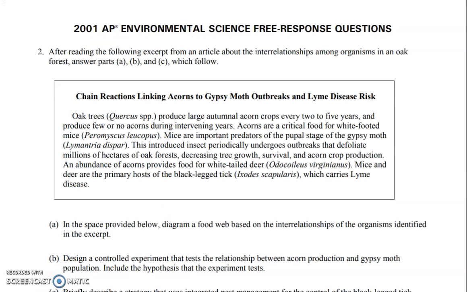Let's hop over to the other one. This is an older question. It's not scored as well as we're used to. Still goes through what we need to learn. So I'm going to try to go through this quickly and meet our time.